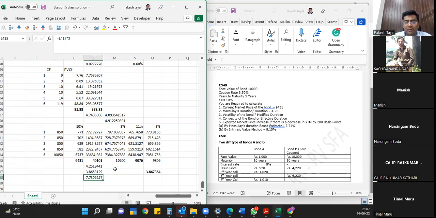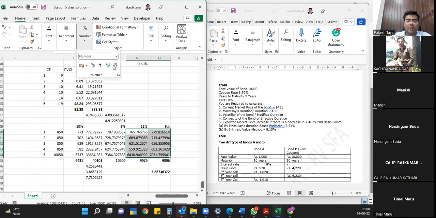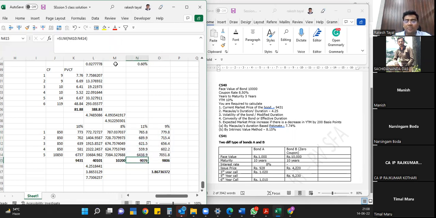Sir, please explain convexity once again. Yes. So convexity is basically we have to take one rate downward, one rate upward, then the current one. Clear? Yes sir. And then we have to calculate the present value at those rates. Then we will do P present values, sum of present value at P minus, sum of PV at P plus.